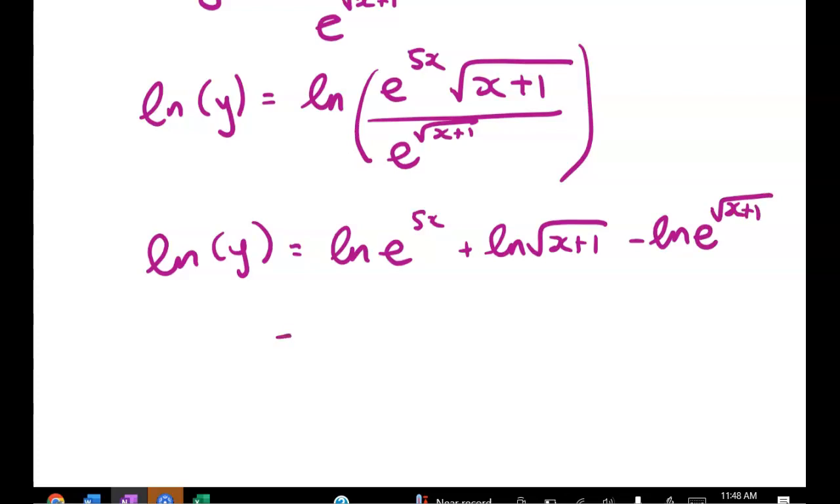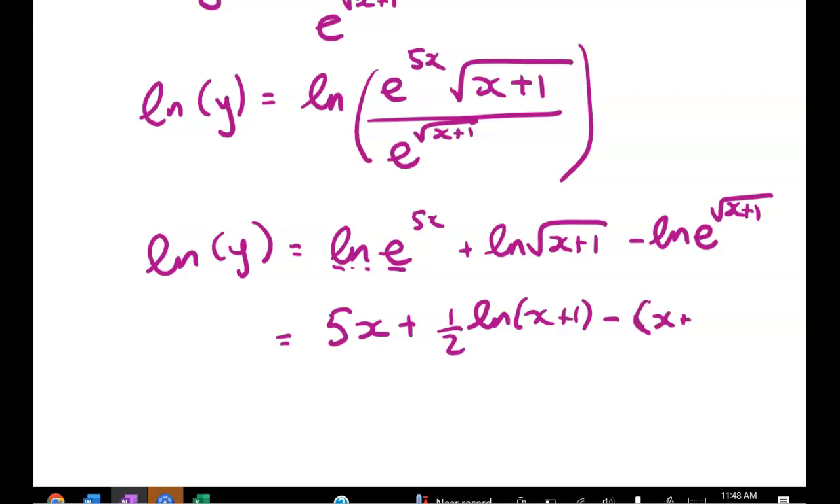We're going to apply a whole lot of stuff from level 2. We're going to bring down the powers and recognise that the natural log of e is just 1. So we have 5x plus 1/2 log of x plus 1 minus root x plus 1. And I'll write that in fractional power form. Okay, so I'm bringing down this power here, and then the natural log of e is 1.